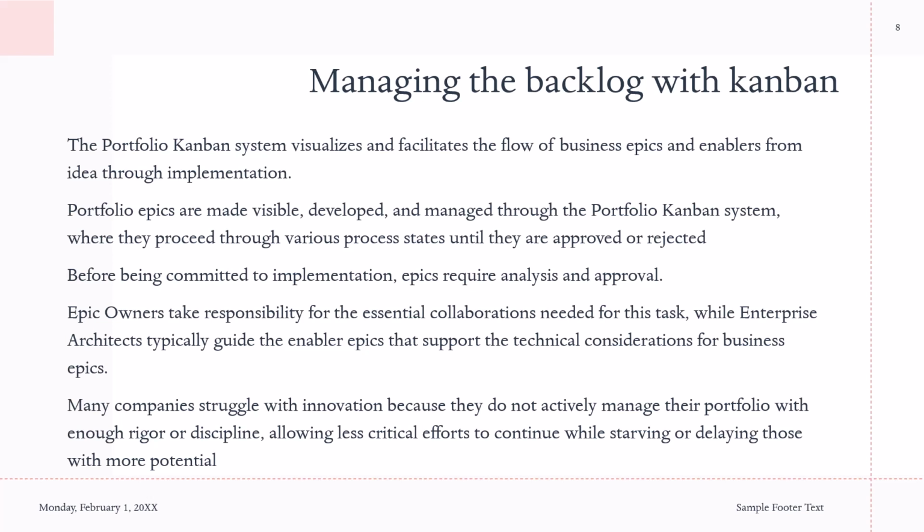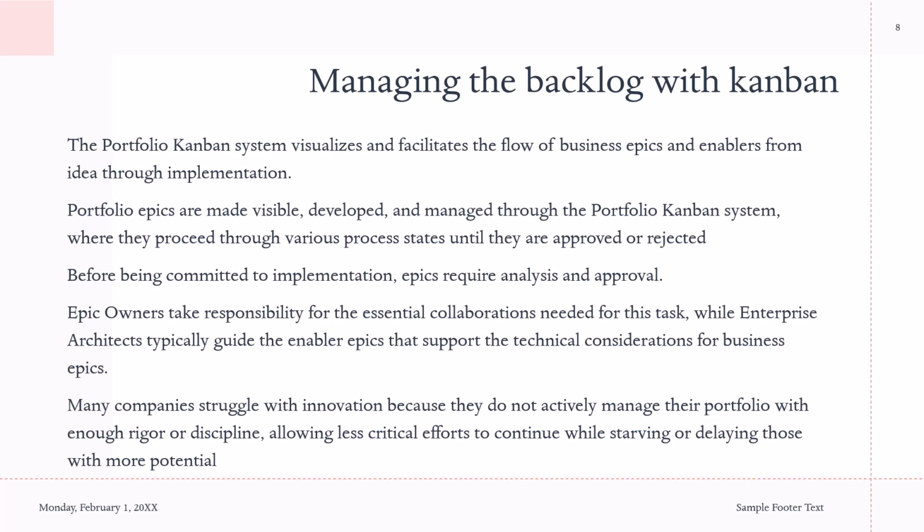As we just discussed in the list on the previous slide, the Lean portfolio management team does a very critical role in making sure that the epics you have meet the guardrails, so that they can be put in the agile release train to eventually be broken down into features for execution. The epic owner takes responsibility for the essential collaboration needed for this task, while the enterprise architect typically guides enabler epics that support the technical considerations on business epics.